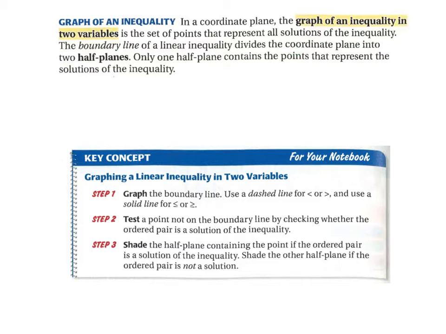The boundary line of the linear inequality divides the coordinate plane into two half planes. So when we graph our line and our inequality, half of the graph are going to be solutions and half of the graph are not going to be solutions. And that'll make a lot more sense once you see it.